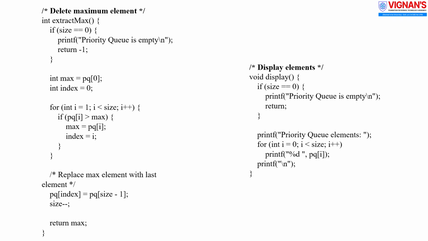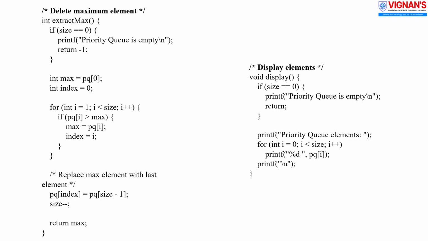If the queue is not empty, the first element is assumed to be the maximum. A variable called index is used to store the position of the maximum element. The function then scans all elements in the array. If an element larger than the current maximum is found, the maximum value and its index are updated.